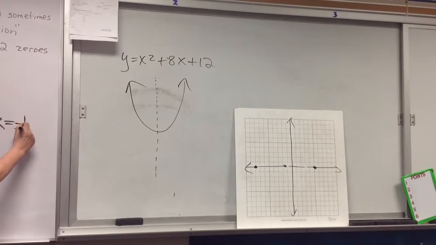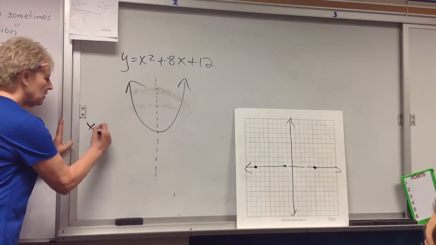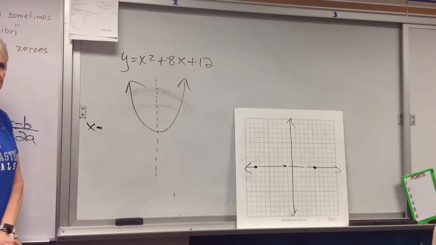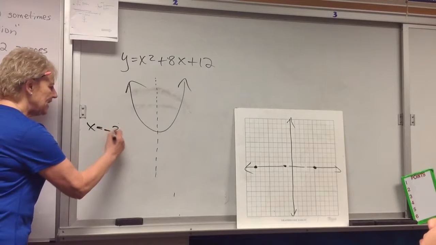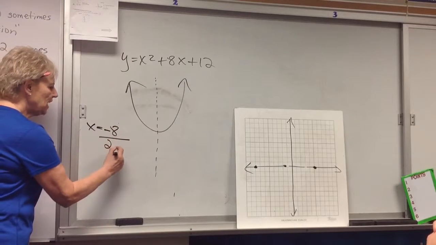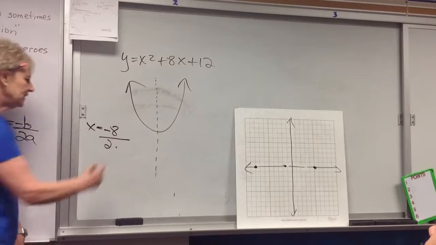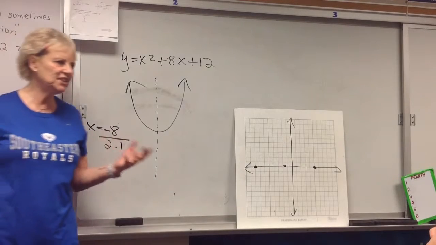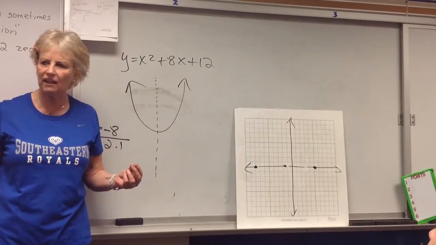And you don't have to worry about memorizing it because it is going to be used so often you're going to do it in your sleep. Okay? That's the first step. Axis of symmetry: the opposite of B over 2 times A. What is the opposite of B? -8, over 2 times 1.